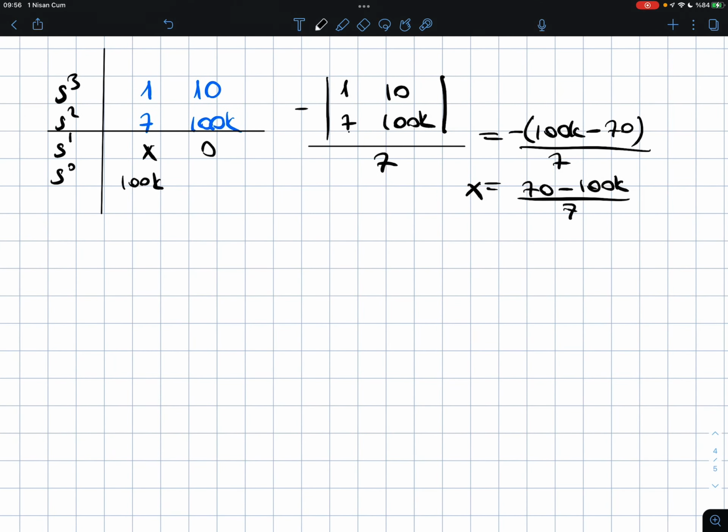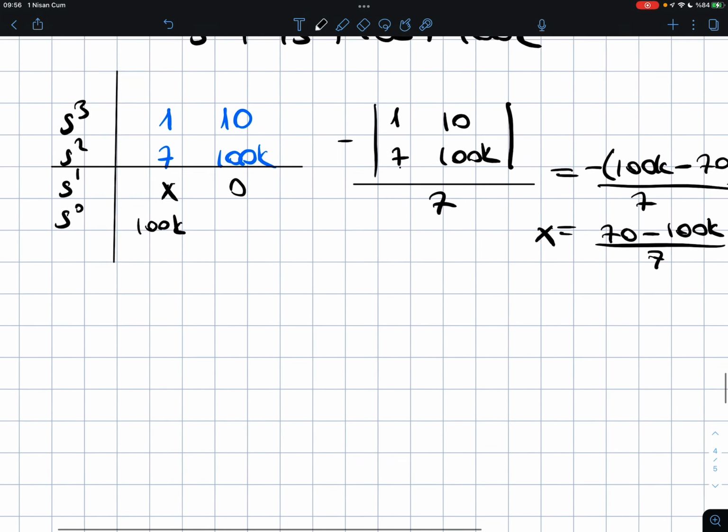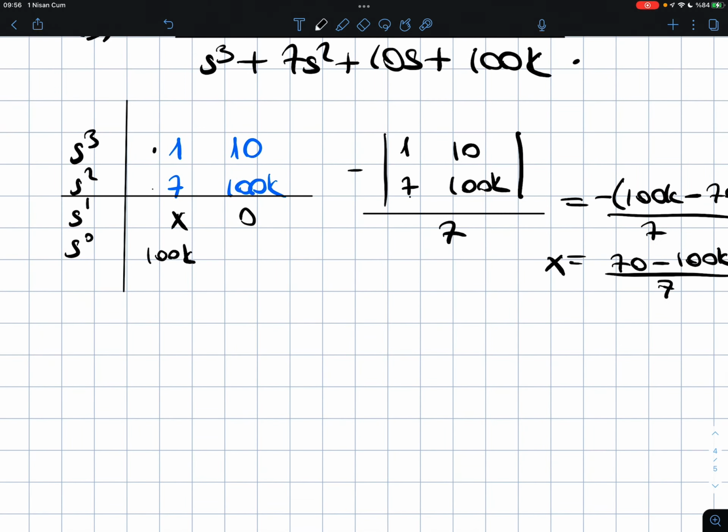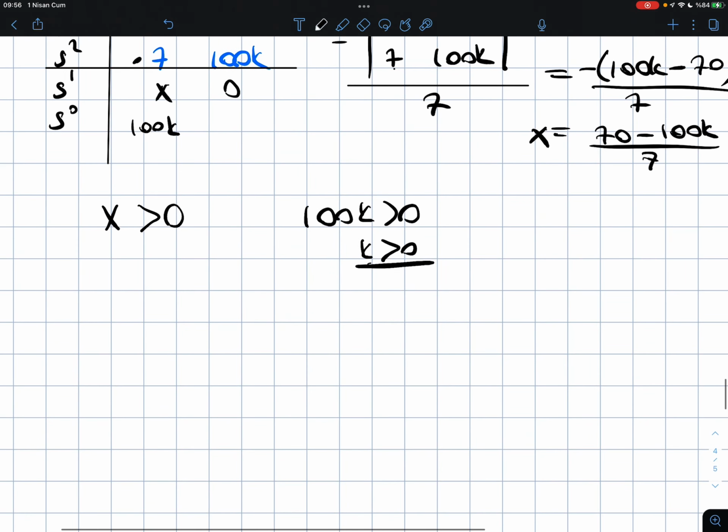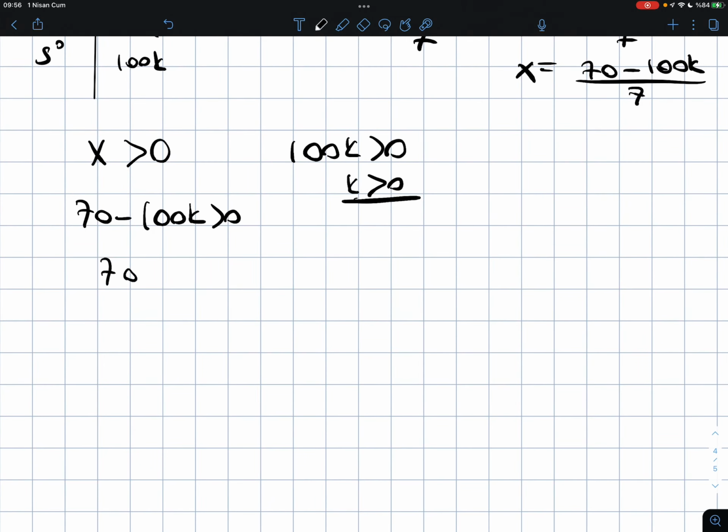So, now from here, since the first two values here are positive, then for stability, x should be positive and 100k should be positive. Now from here, I can conclude that k needs to be a positive value. And from x, I can see this should be positive because divide by 7 is still positive. This will give me 70 and 100k, so k should be less than 0.7. If I combine them, I can see this is the stability interval.